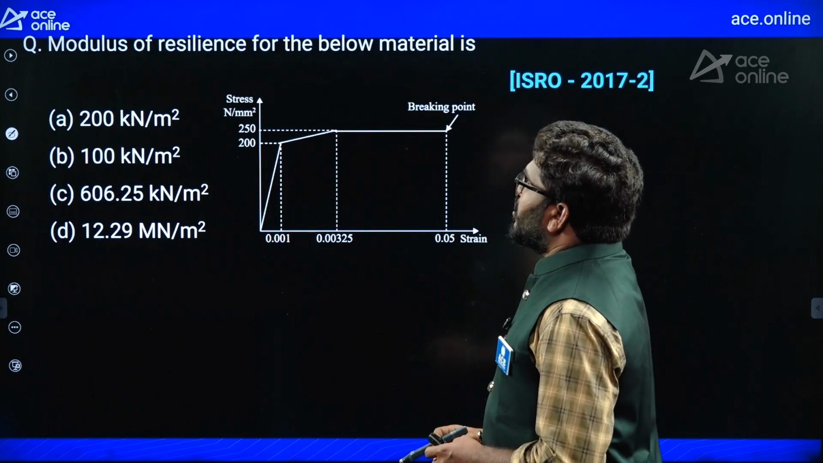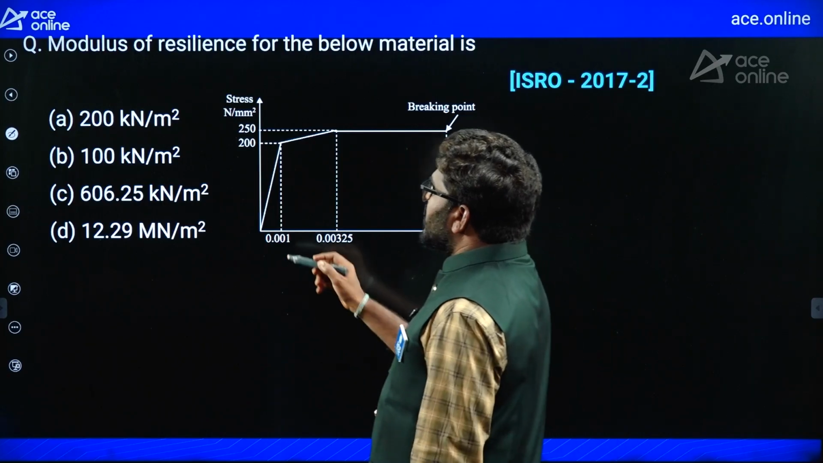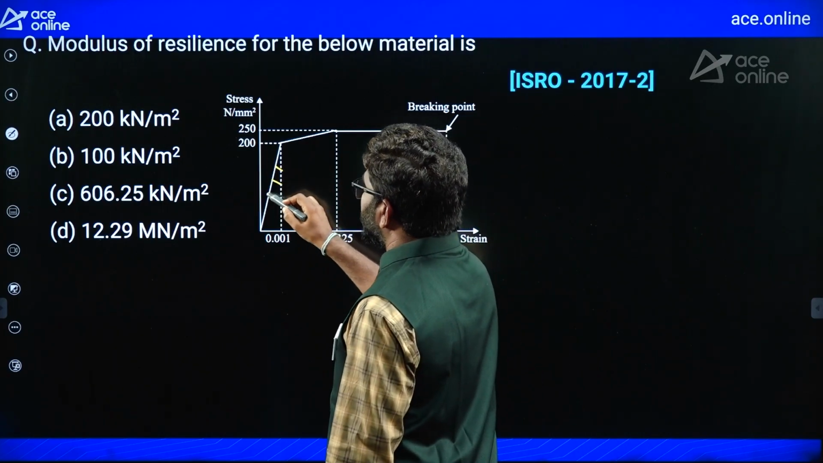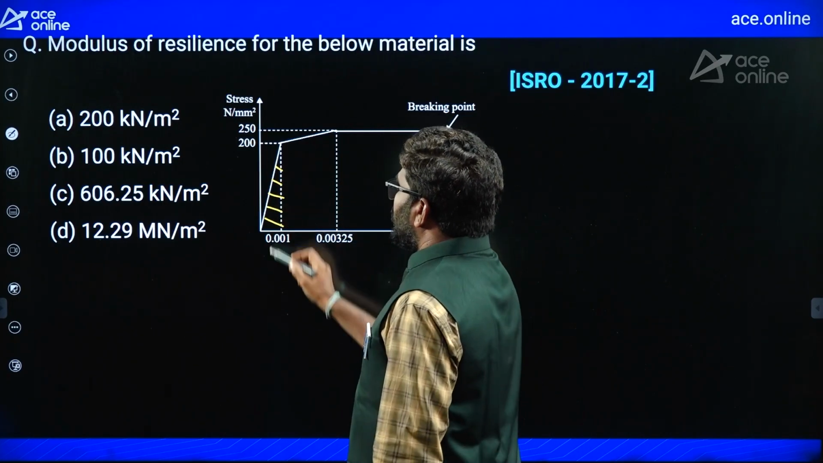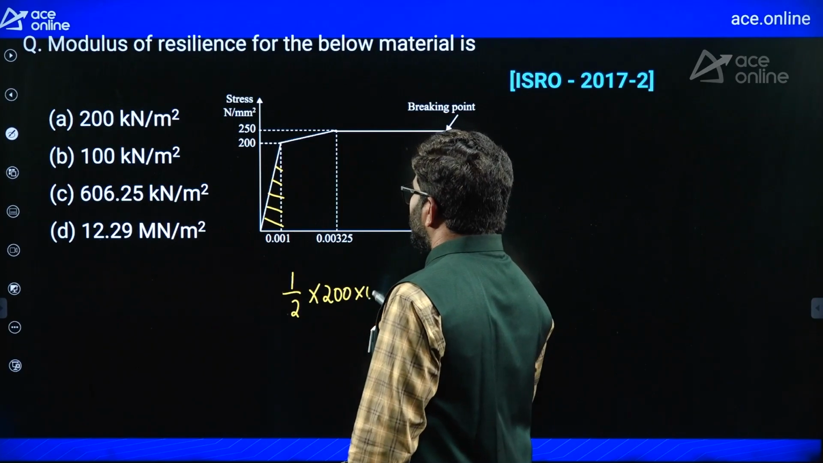Next, modulus of resilience for the material below. See, modulus of resilience is the area under the stress-strain curve, this area. So, half into stress into strain.